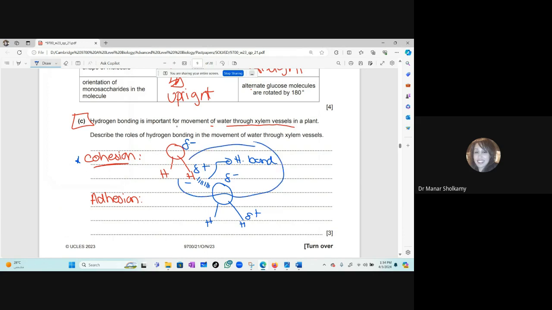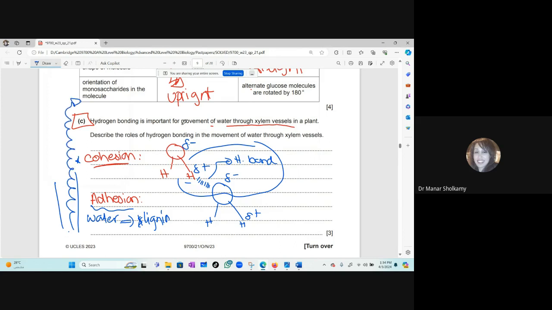Okay? And what is adhesion? Adhesion is the pulling by the walls of the xylem. Yes, when hydrogen bonds are made between the water and the inner layer of the xylem, the hydrophilic layer, the lignin of the xylem. So the water can move up the xylem, as if it is being pulled up.